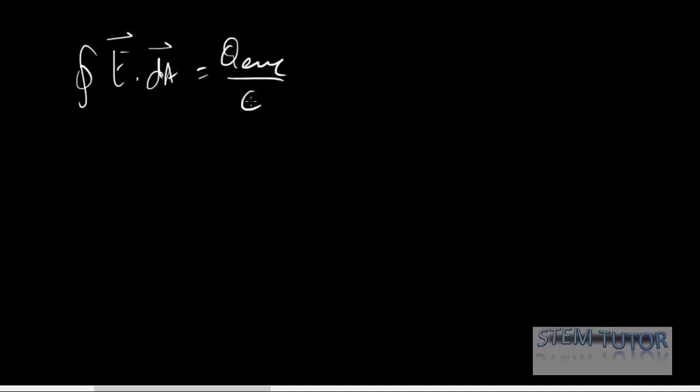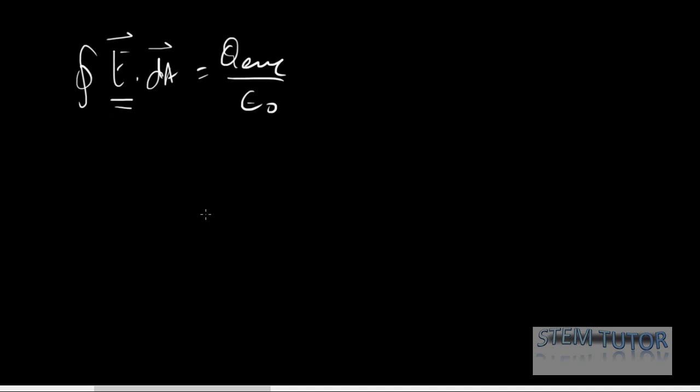So Gauss's law says the integral of E dot dA equals Q enclosed over epsilon naught. It has electric field appearing in it, so it's also useful for finding electric fields for distributions of charges.